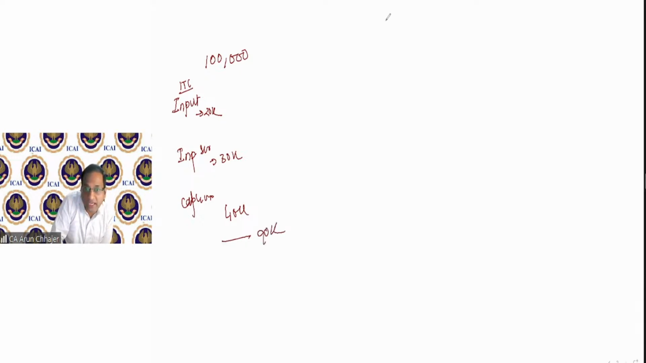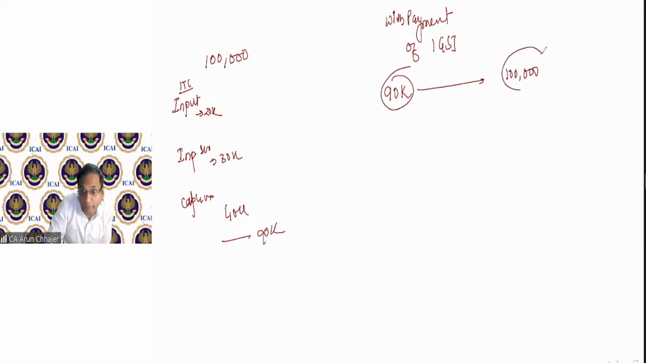Now, suppose I have opted the route of with the payment of IGST. You tell me, first question: can I use the ITC of 90,000 for the payment of rupees 1 lakh?